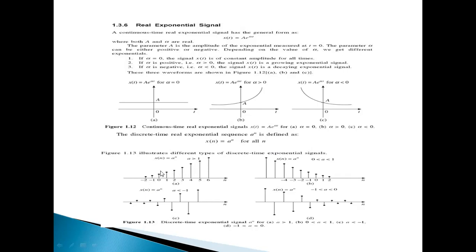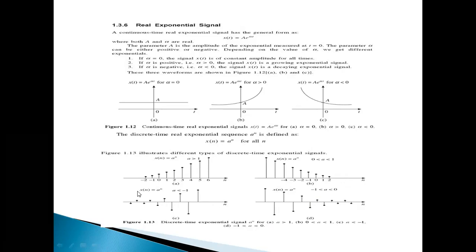It is not getting off, exponentially rising and exponentially decaying. One time it is negative and one time it is positive: negative, positive, negative, positive values. Similarly, for minus 1 less than A less than 0, it is also one time positive, negative, positive, negative values. A greater than 1 is exponentially rising, and 0 to 1 is exponentially decaying.